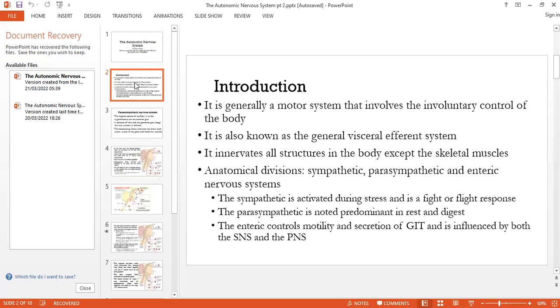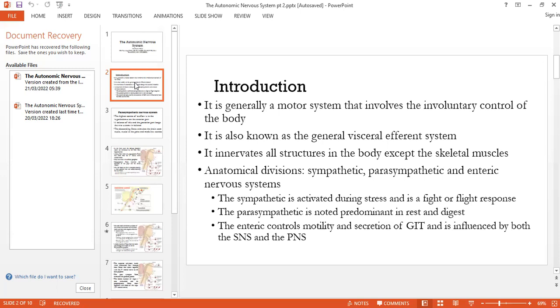So it is generally a motor system that involves the involuntary control of the body. So that is when you're defining the autonomic nervous system. It talks about the involuntary control of the body. Now, when you look at systems that can be regulated or controlled by the autonomic system, there are very plenty in the human body, okay?